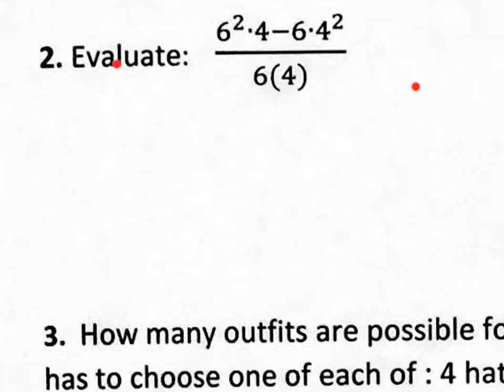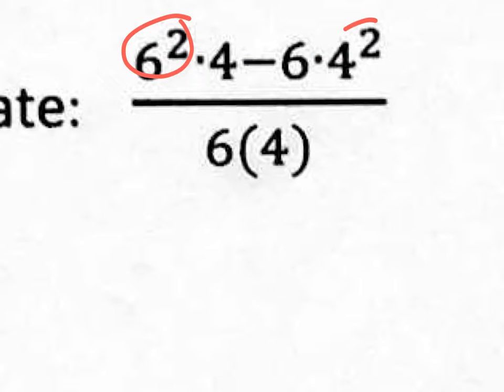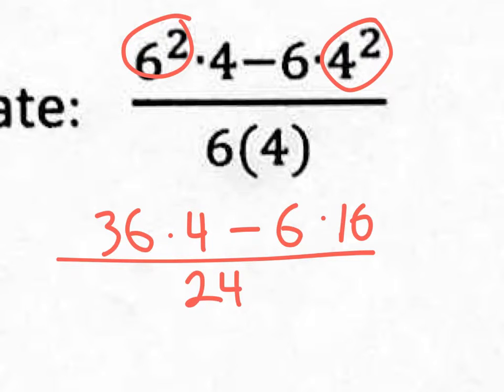So up on top, we have exponents. We have multiplication, subtraction, multiplication, and exponents. So obviously we're going to start with the exponents. So we're going to do 6 squared, that's 36. We're going to have a times 4, a minus sign, a 6, a times 16, because 4 squared is 16. And it's still over 6 times 4. I'm just going to rewrite it as 24.